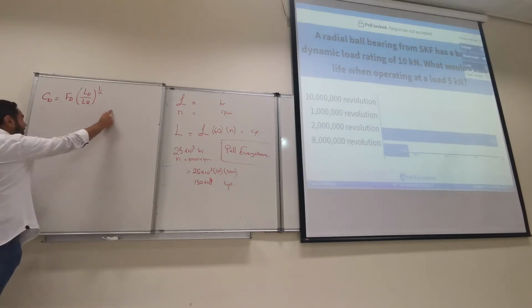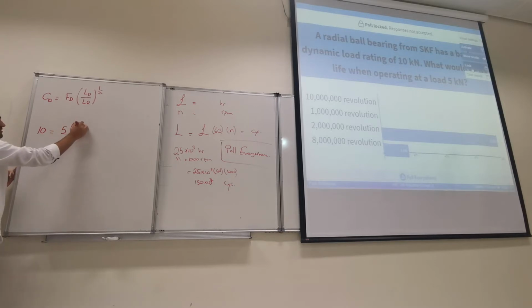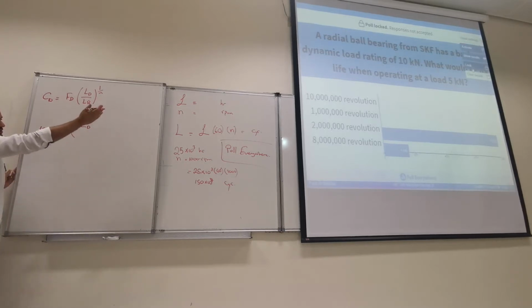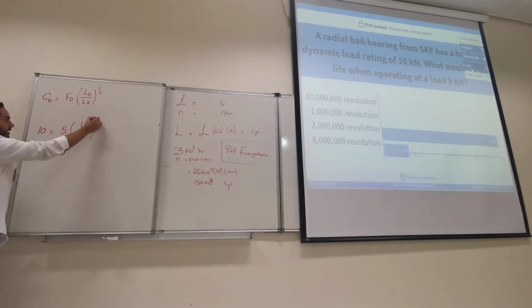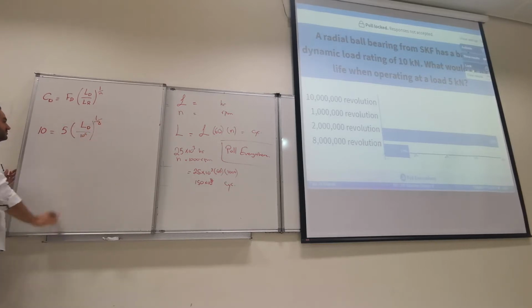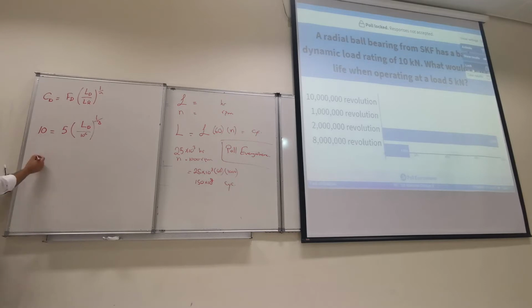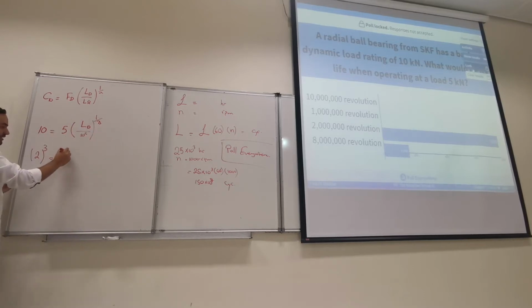So this is the equation, sir. Let's put the numbers. 10 kilonewton is equal to 5 times LD. This is what you are looking for, it's telling us the life, divided by the rated life, which is 1 million. And what type of bearing is this? Ball. So it's a 3. Can you solve that? 10 divided by 5 is equal to 2. 2 to the power 3 to get rid of that is equal to what? LD divided by 10 to the power 6. So this is what? 8 million.